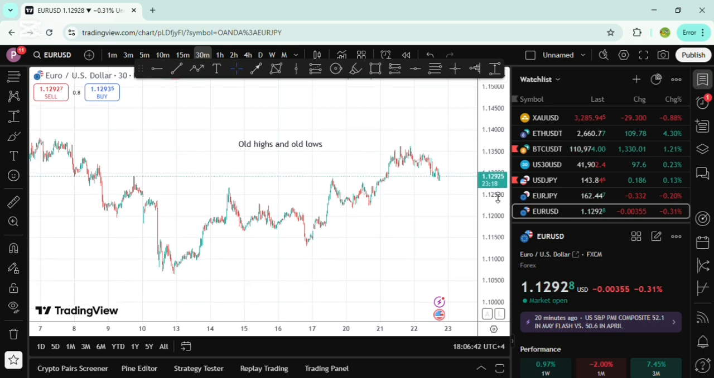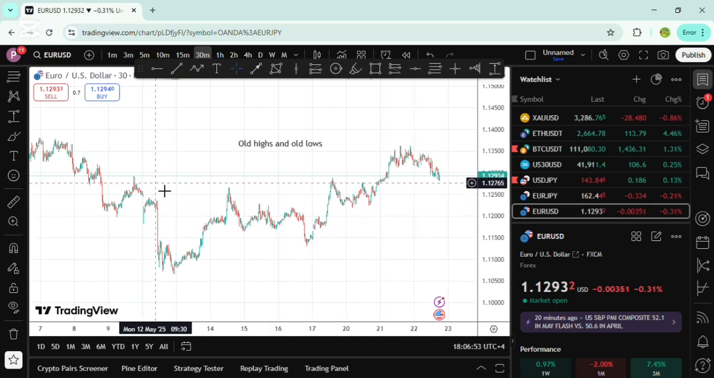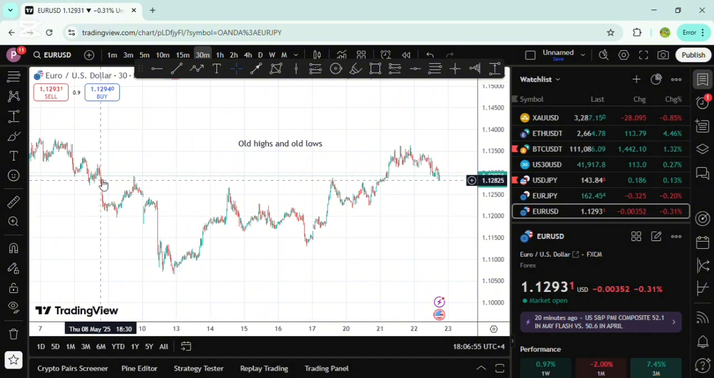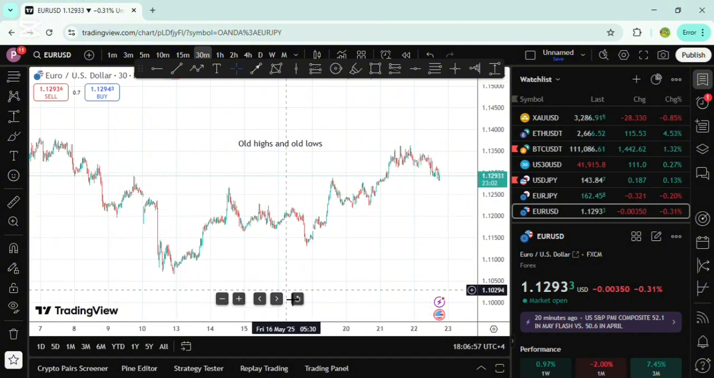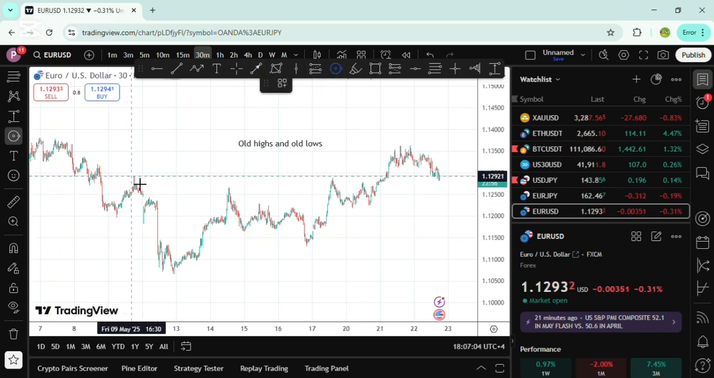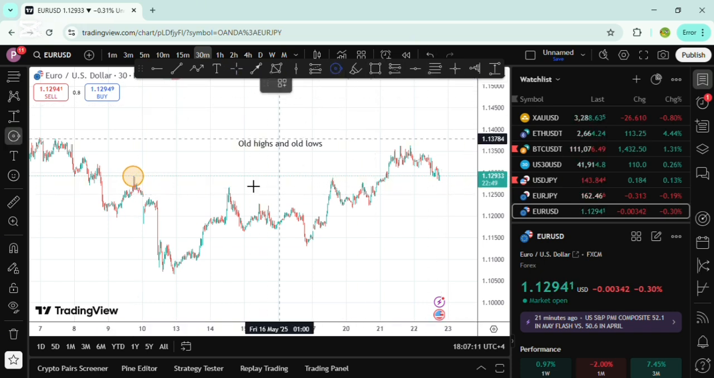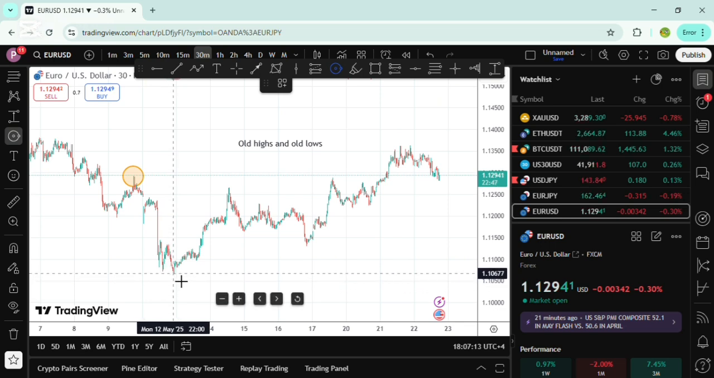You can call it a swing high or a swing low, but it's preferable to say old highs and old lows. So an old high is an institutional swing point. How to detect the old high is you go to the previous high. You can see this is the old high, and go to the previous low. You can see this is the old low.